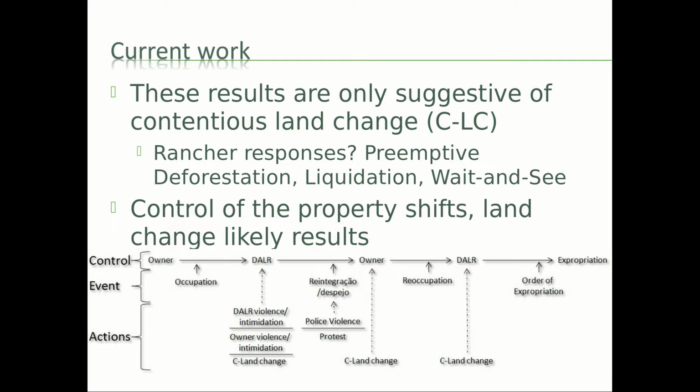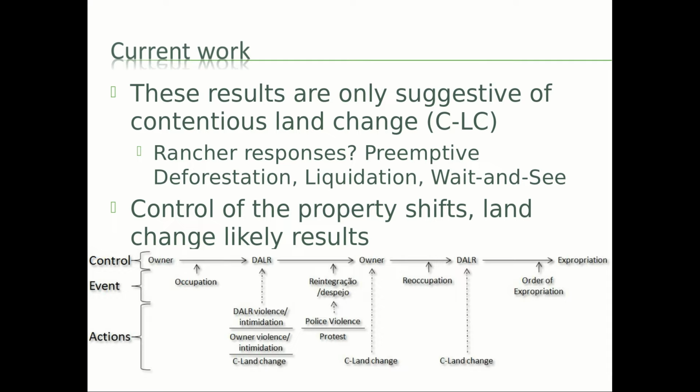And so we can have here, kind of defined as control over the property, the event occurring, and then the actions taken. We could have an owner controlling a property, and occupation happens, and a direct action land reform movement is then controlling it. But there's violence and intimidation, both on the part of the social movement and the owner, and also deforestation happening. But over time, maybe the original landowner gets an order for reintegration or eviction. Police violence occurs, maybe protests, but they eventually are back in control of the property.